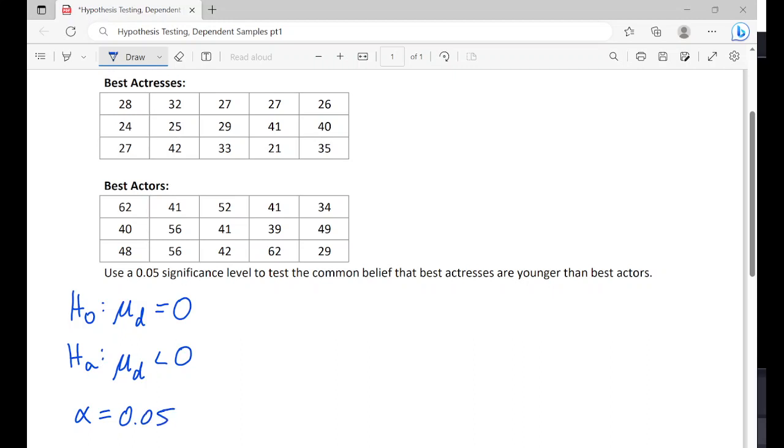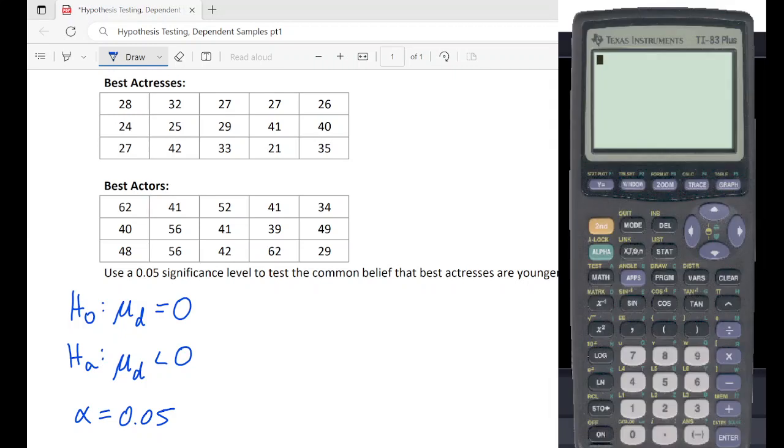So now, like I said, we're going to be using our calculator to type in this information because it does make things a lot easier. So here's our calculator, and what we're going to do is go to Stat, Edit for the list, and type in our list as it's given to us. So 28, 32, 27, and so on will be paired with the second list, 62, 41, 52, 41, and it has to be put in order. So I just did it straight across. You could do it straight down, but as long as each number is paired with their corresponding number from the actress to the actor, it's okay.